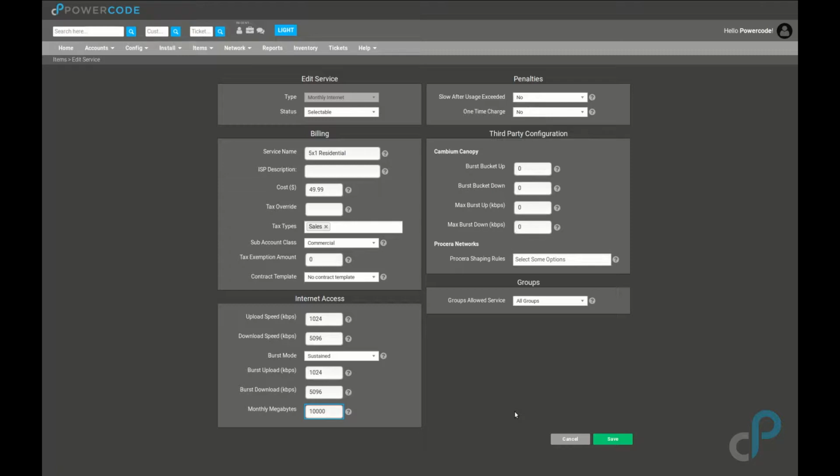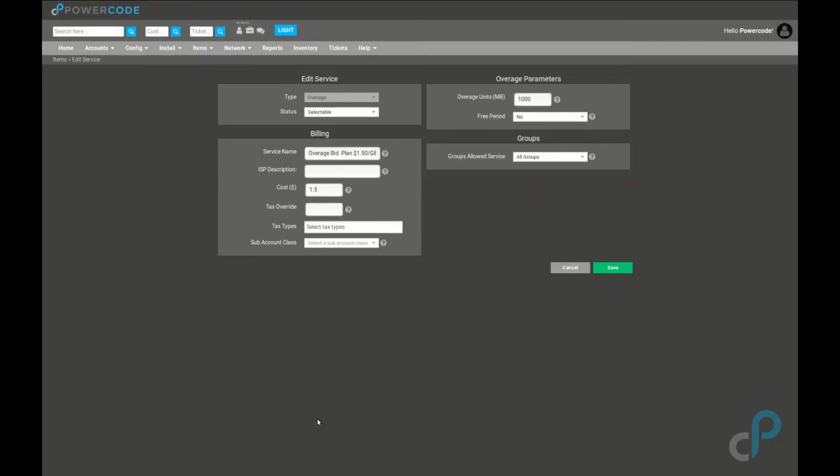Now, if we were looking at a customer that did not have the overage plan on their account, this value doesn't really mean anything because the throttling after usage is exceeded and the one-time overage charge are both turned off. So in this case, since he does have the overage plan, that overage plan is going to look at the monthly megabytes and say, okay, we have 10,000 megabytes, 10 gigs of data, that's what's included in the plan.